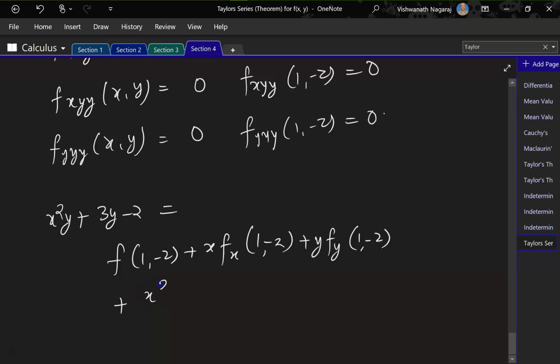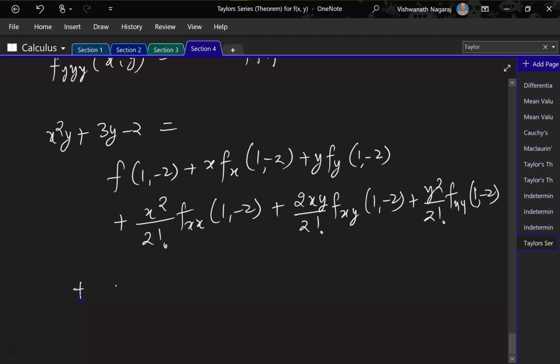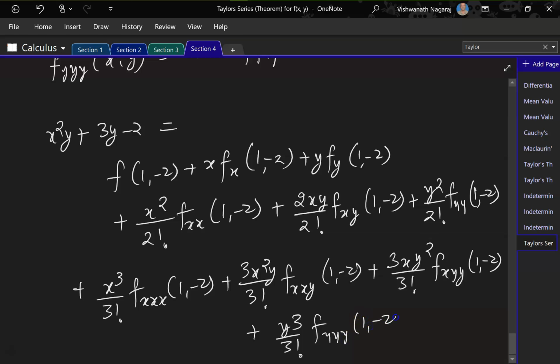So it now will be x square by 2 factorial fxx of 1 comma minus 2 plus 2xy by 2 factorial fxy of 1 comma minus 2 plus y square by 2 factorial fyy of 1 comma minus 2 plus x cube by 3 factorial fxxx of 1 comma minus 2 plus 3x square y by 3 factorial fxxy of 1 comma minus 2 plus 3xy square by 3 factorial fxyy, and finally y cube by 3 factorial fyyy of 1 comma minus 2, and so on.